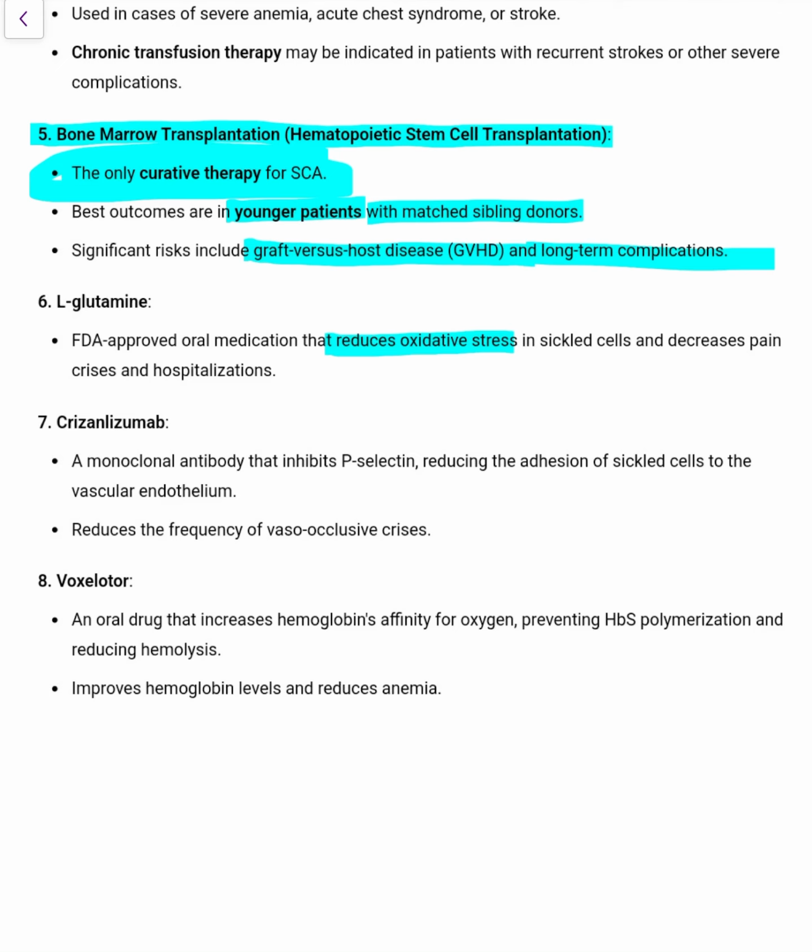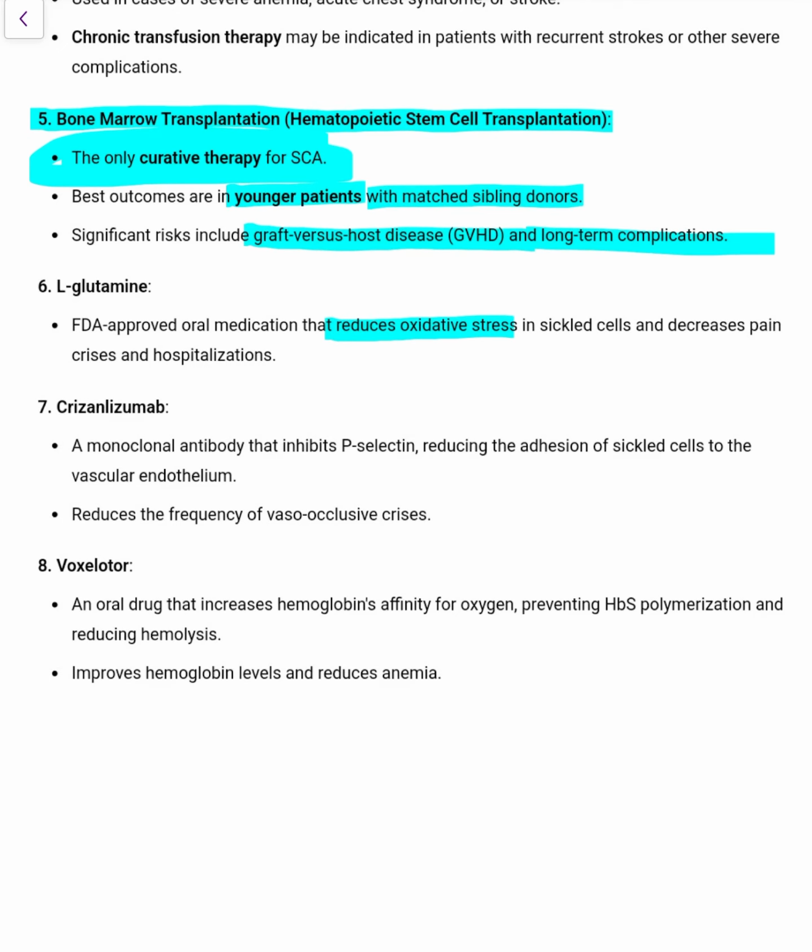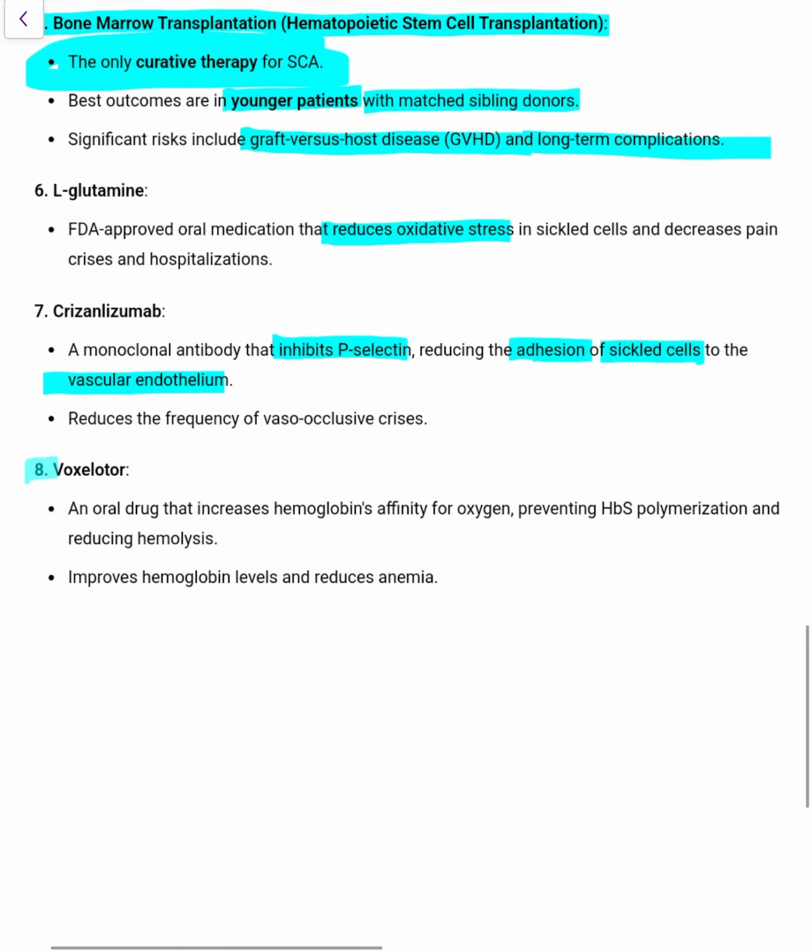Okay. Next is crizanlizumab, which inhibits P-selectin. So these are the adhesion molecules, as we know, P-selectins, E-selectins. So adhesions will be reduced, and sickle cell vaso-occlusive crises will be fewer. Okay. Next is voxelotor. What voxelotor does is increase the hemoglobin's affinity for oxygen. Okay. By that, it will prevent HbS polymerization and reduce the hemolysis.